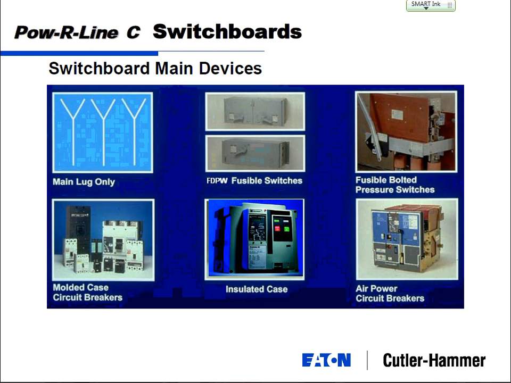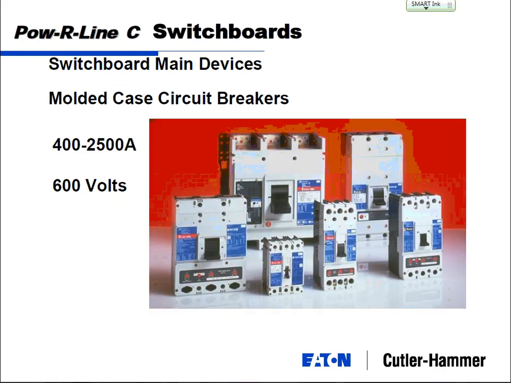And from your circuit breakers, you can get a regular circuit breaker or an insulated case or an air power circuit breaker. And I'll touch on a couple of the differences here. So from the molded case side, you can go all the way up to 2500 amp in a switchboard. Now, you can see the size of this breaker right here. That operating handle is huge.